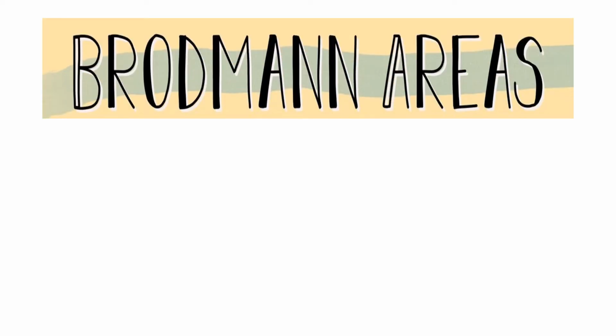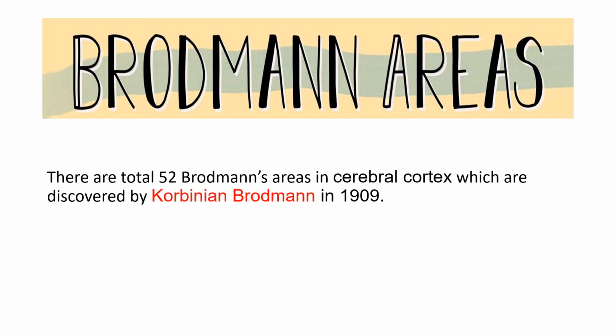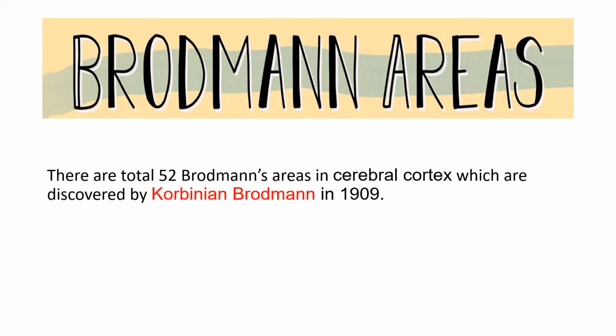Hello friends, our topic today is Brodmann areas. There are a total of 52 Brodmann areas in the cerebral cortex. हमारे पास total 52 Brodmann areas हैं which were discovered by Corbinian Brodmann in 1909.